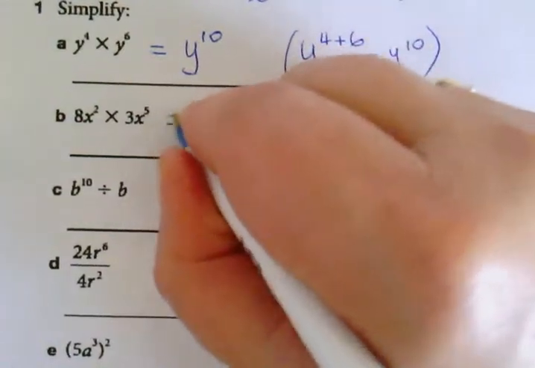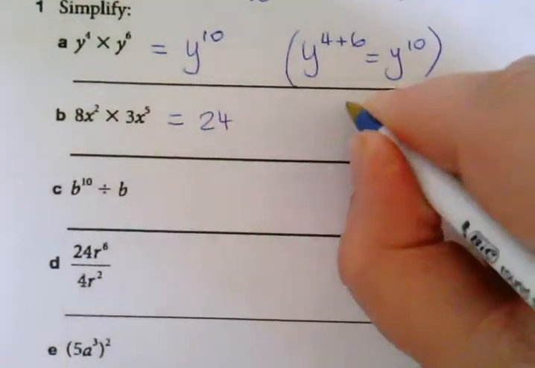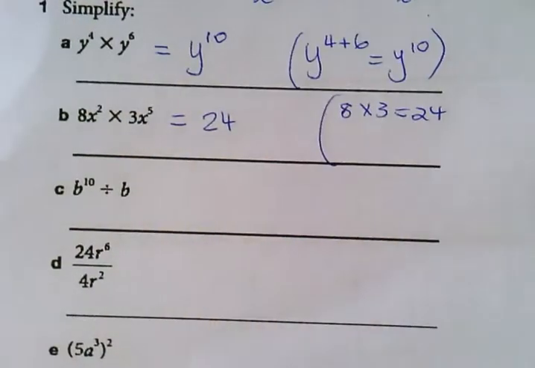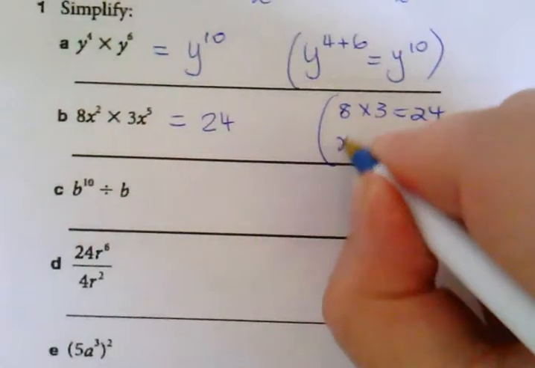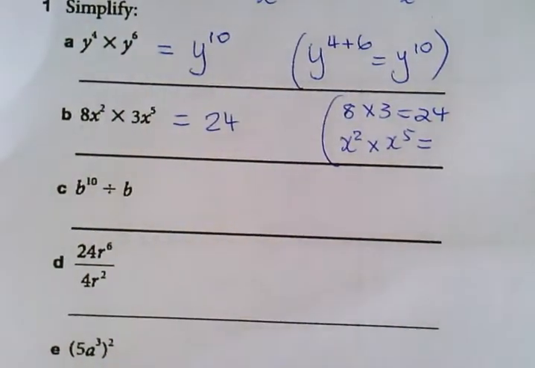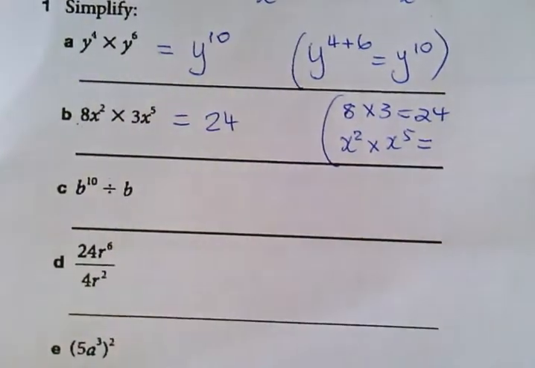Right, the next one, we multiply the numbers. What's 8 times 3? So with the next one, we do 8 times 3. This is how we do it in our head. 8 times 3 on its own is 24. x squared times x to the 5 on its own, what would you get? Because you've got to do it in two parts. Let's deal with the numbers first, and let's deal with the x's.